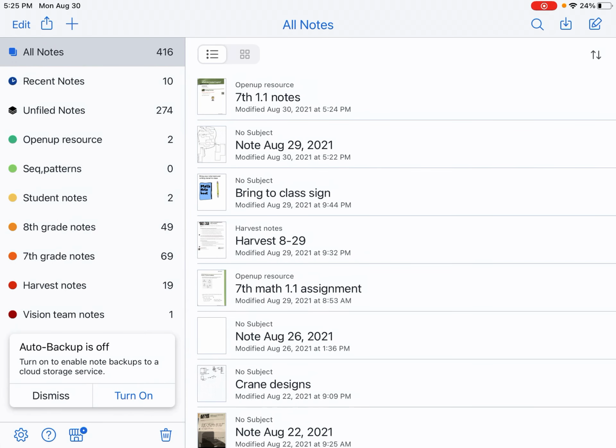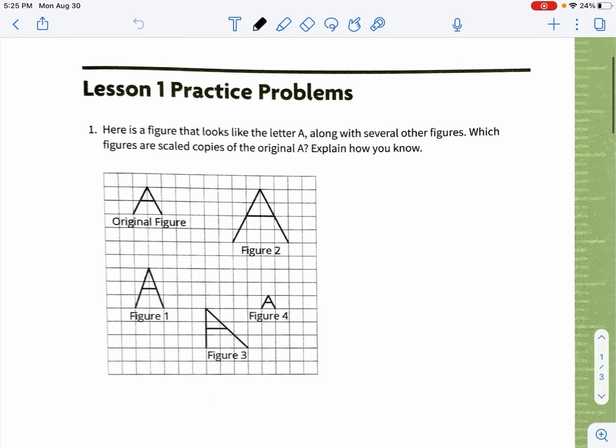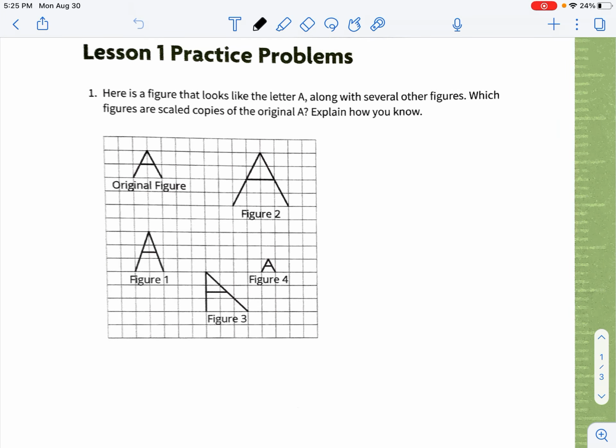Okay, so last thing I want to go over real quick is just the lesson. So the first one, it gives you the original, the assignment, the 4 problems. Here's the original. Looking at these 4 drawings, which ones are scale copies? So if you look at this one, the height was 2, now it's 4. This width right here was 2, now it's 4. So this one is a scale copy. Scale would be 2. You multiply by 2.